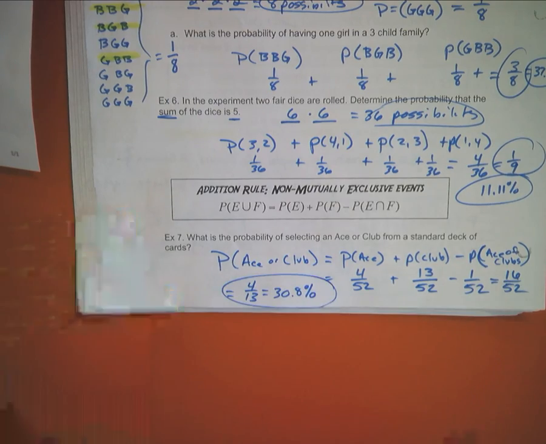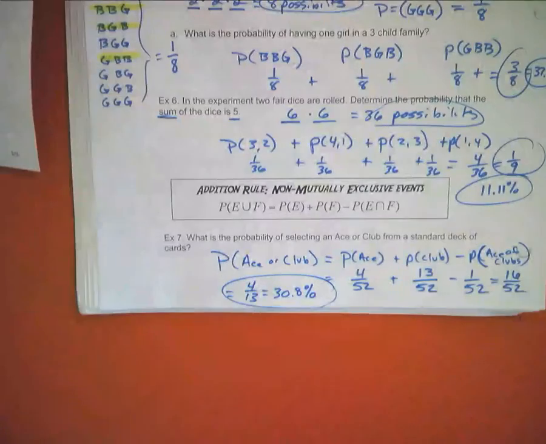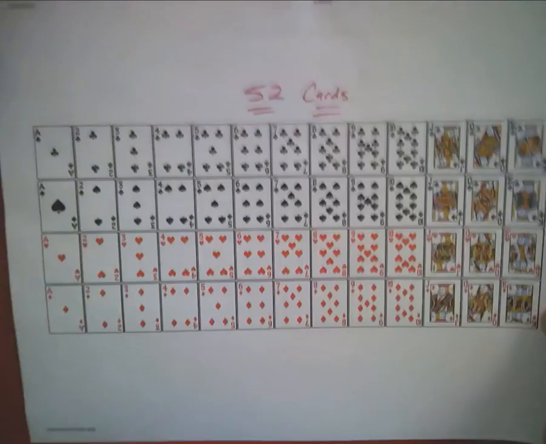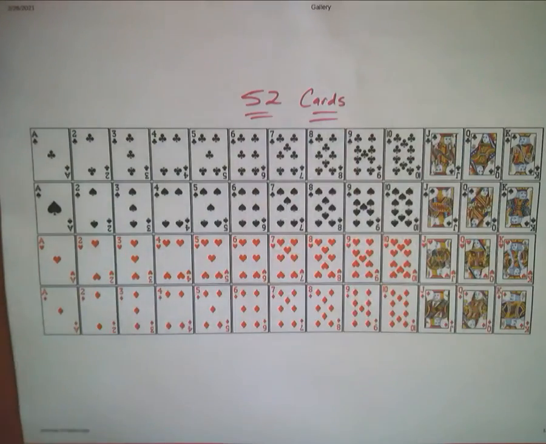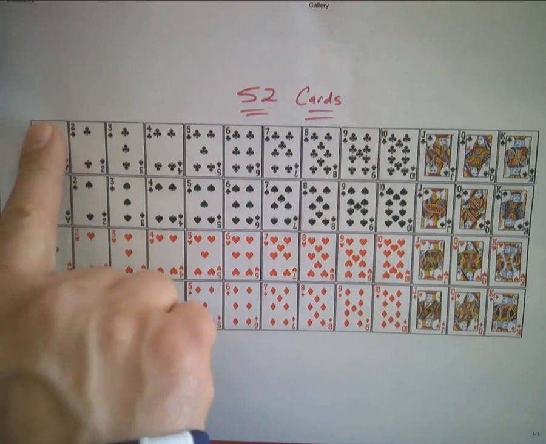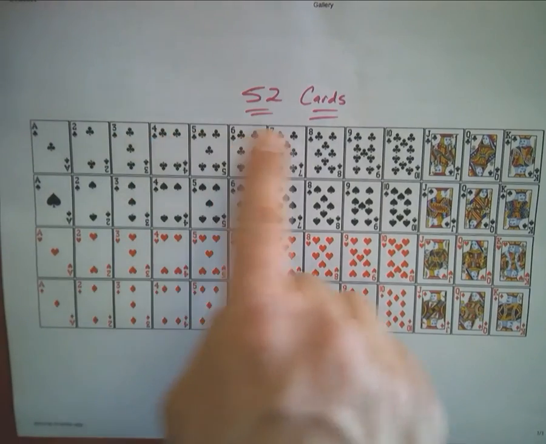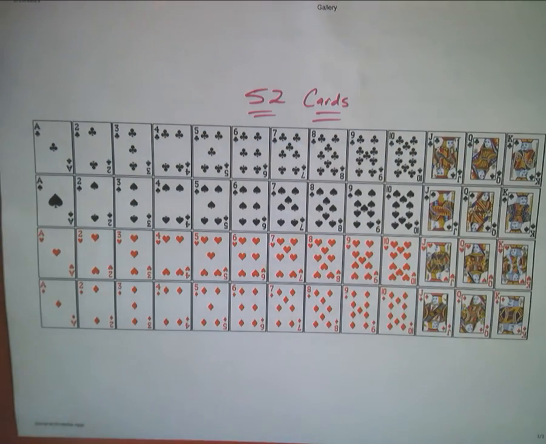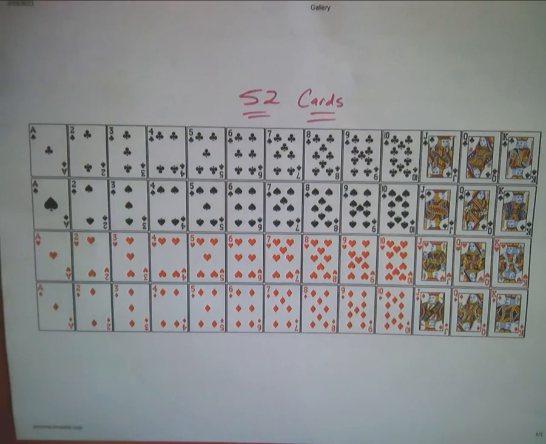Okay, so I hope that helps with understanding what non-mutually exclusive would be. It's where the overlap would happen. So that's why it's nice if you do have this sheet. If I'm looking for the probability of aces and clubs, well, I could just go 1, 2, 3, 4, and then 5, 6, 7, 8, 9, 10, 11, 12, 13, 14, 15, 16, and now I don't have to worry about adding this one twice. Okay, so that's the idea.